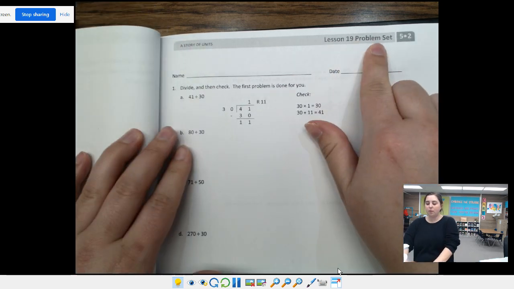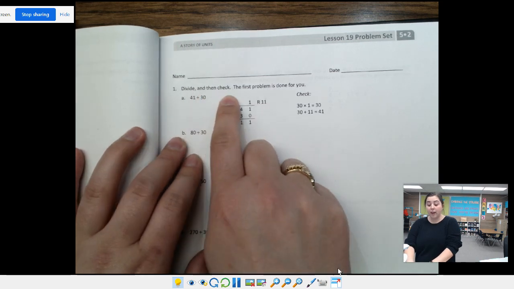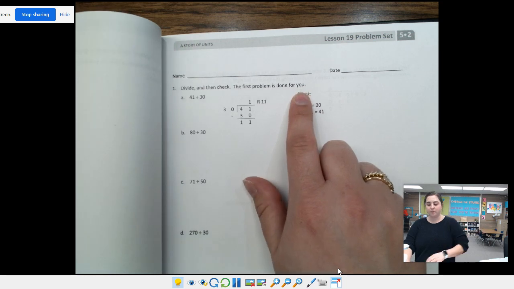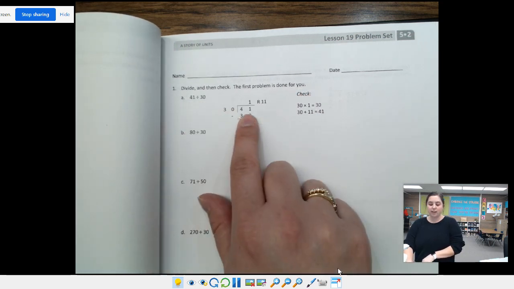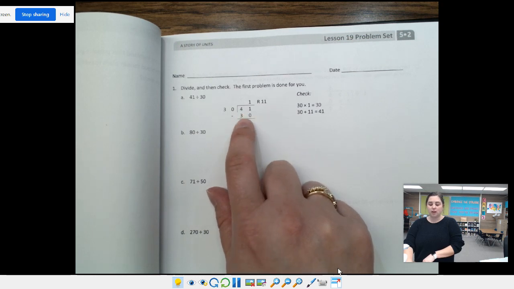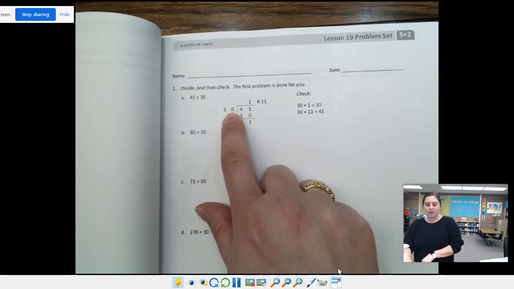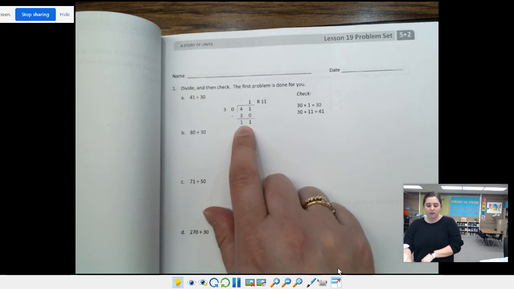Lesson 19, problem set. The directions say divide and then check. The first problem is done for you. How nice of them. So it's 41 divided by 30. Look at how they set it up. That first number goes underneath the division sign. 41 divided by 30. And they said 30 can go into 41 one time. And they had 11 left over.